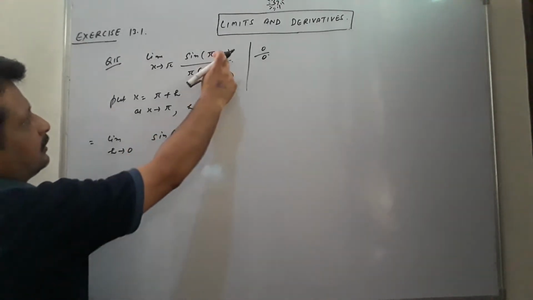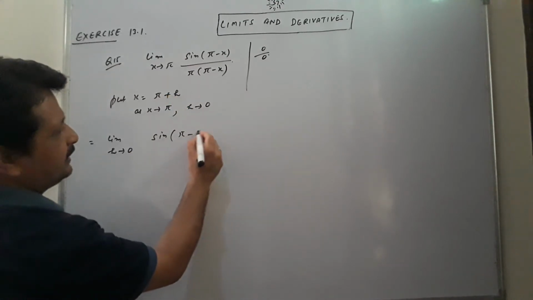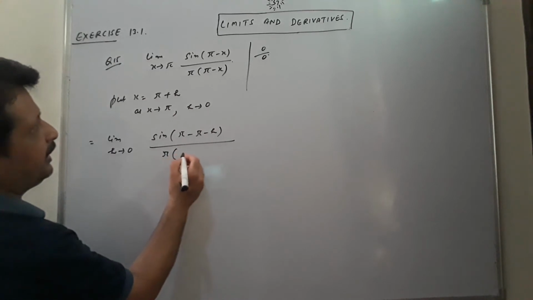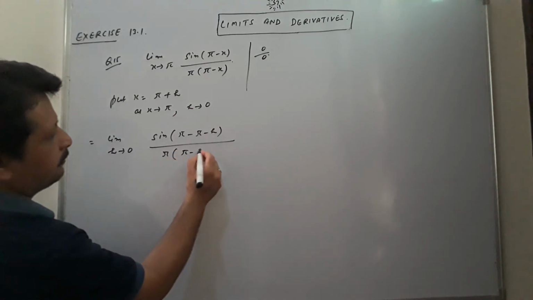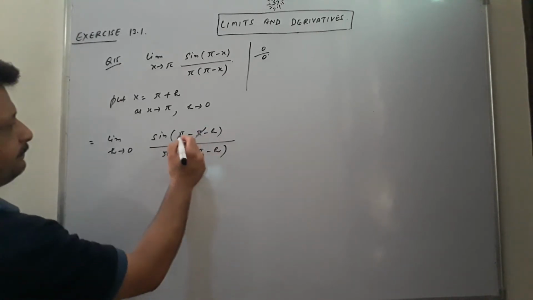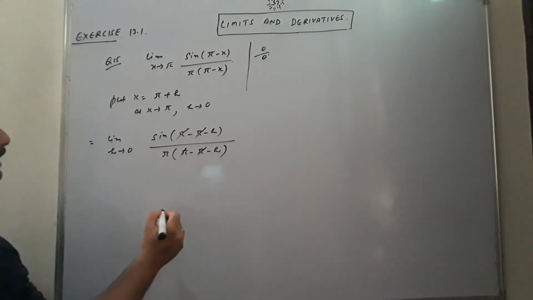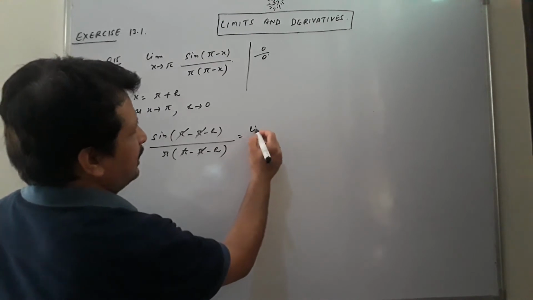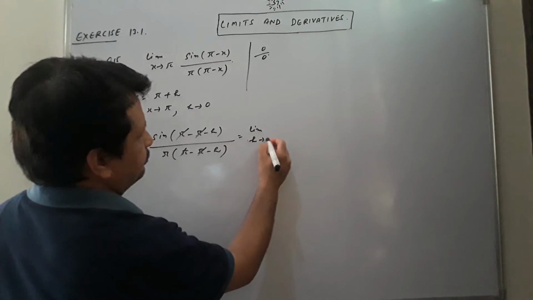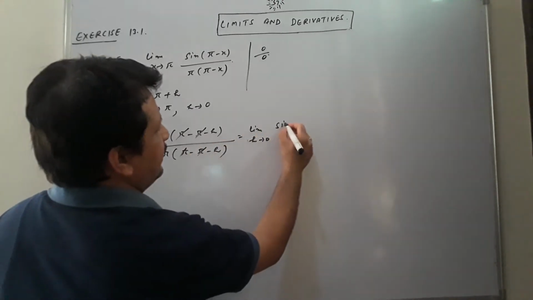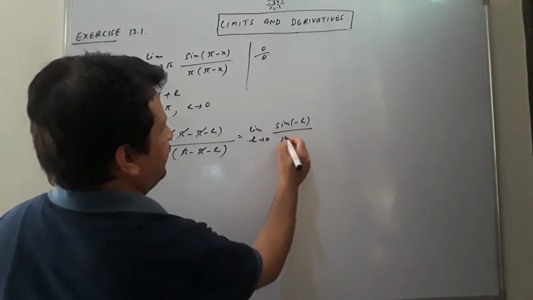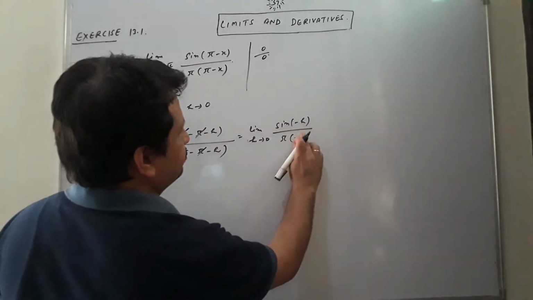pi minus x is now pi plus h, which means pi minus h, and in the denominator pi into pi minus h. So here it will cancel out, and here it will also cancel out. This is equal to the limit h tends to 0, and here we will get sine of minus h upon pi into minus h.